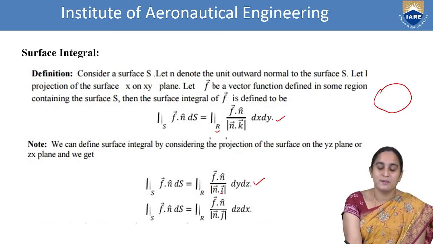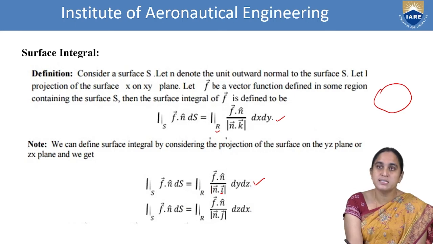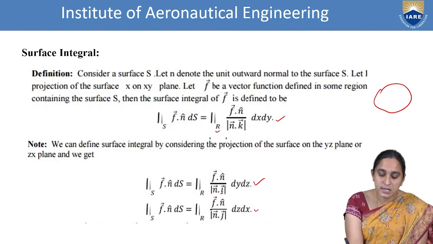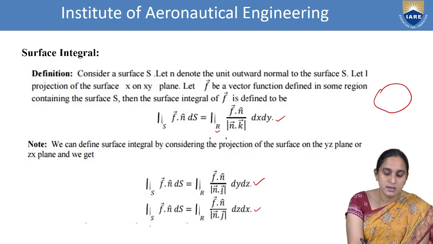Next, projection on the zx plane. For that case, the formula is double integral of f bar dot n bar by modulus of n bar dot j bar dz dx. That is integration of f bar dot n bar ds.